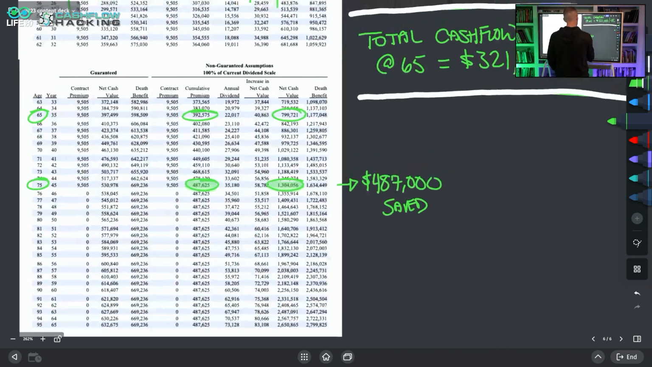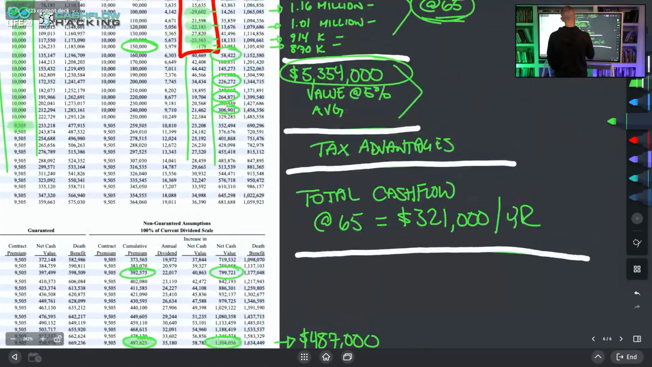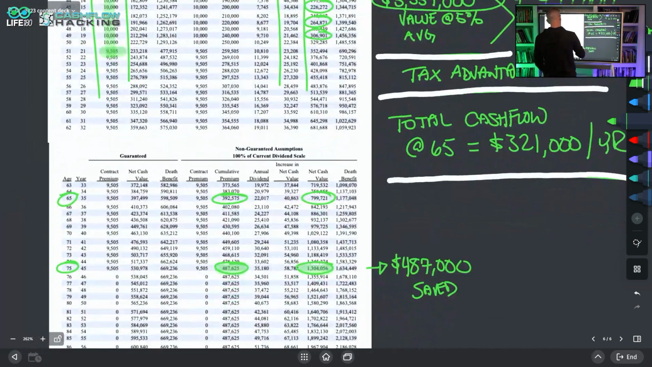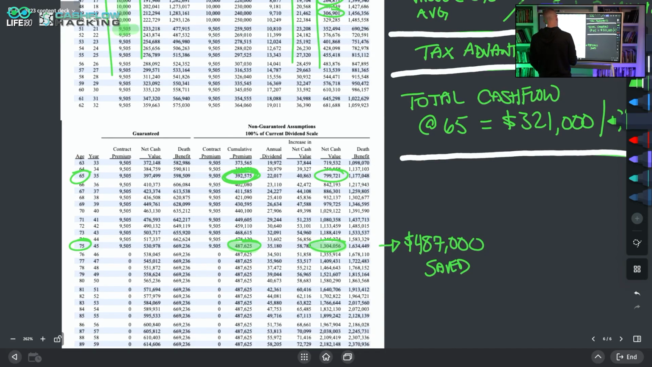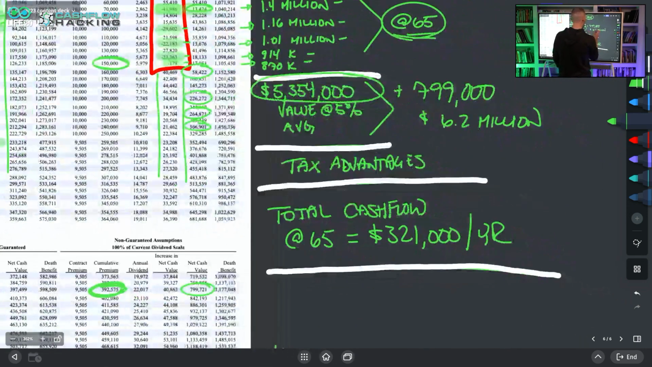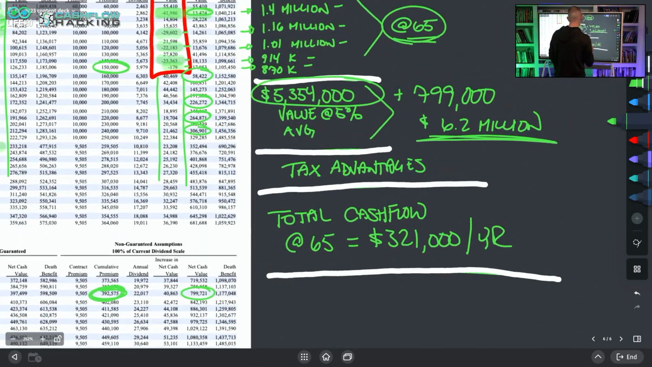So you've got $799,000 on top of the $5.3 million, right? So that's like $6.2 million. So what you've effectively done at this point in time is invested, or saved, $392,000 and leveraged it to create over $6.2 million. Now, I don't know about you, but if you do this in any stock market, it's not going to be that competitive. And in the stock market, you're not going to get the tax advantages that go along with it, right?